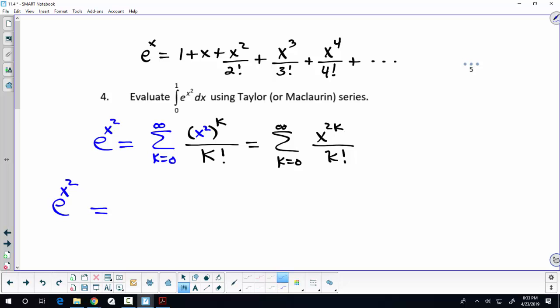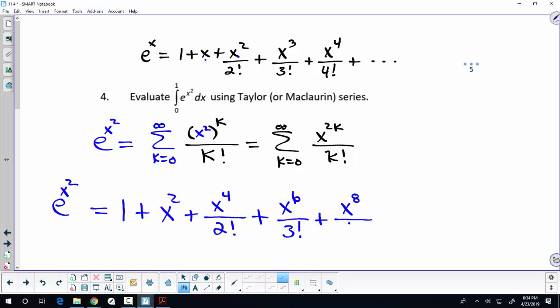Okay, so our first term is still 1. The x squared goes in for this x here. So we have 1 plus x squared. x squared goes in for this x squared, so x squared squared over 2 factorial. x squared cubed over 3 factorial. Okay, so that is the series for e to the x squared.